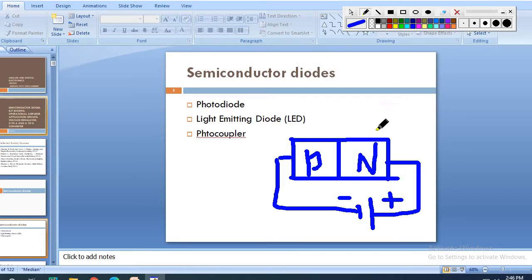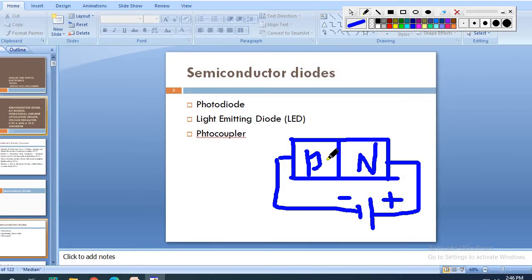Because of the minority carriers, a slight current will be flowing in this diode, not the exact current. But those minority carriers are very few in quantity. For that reason, just to increase those minority carriers, I am going with this photodiode.